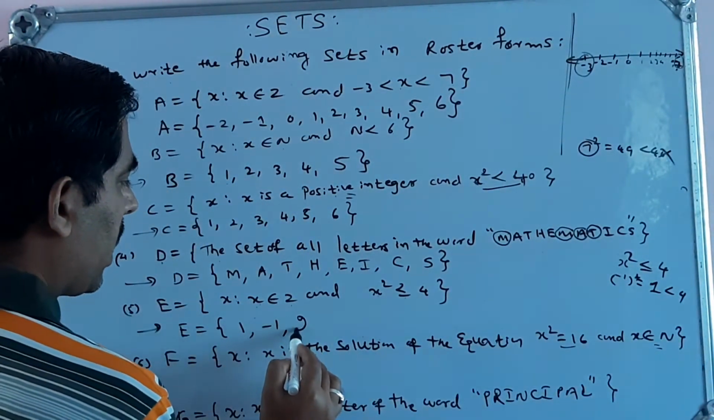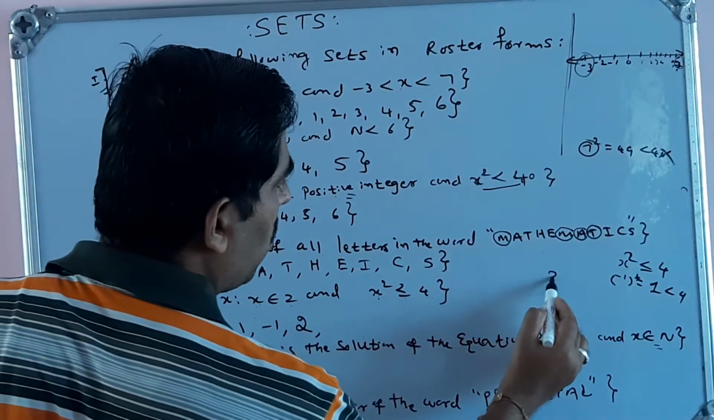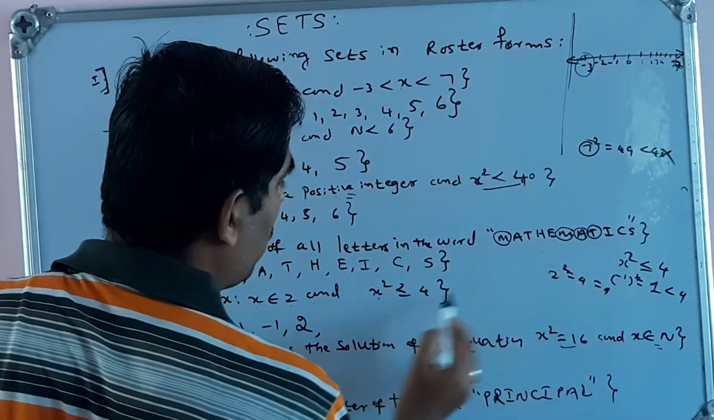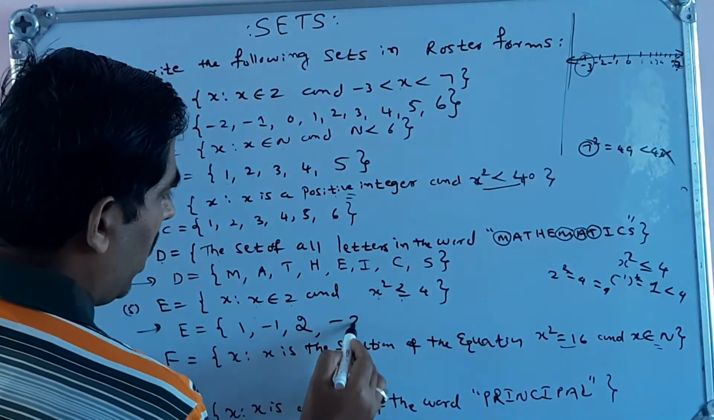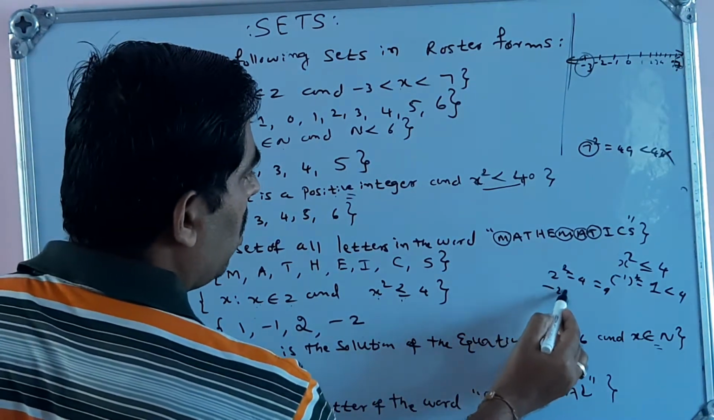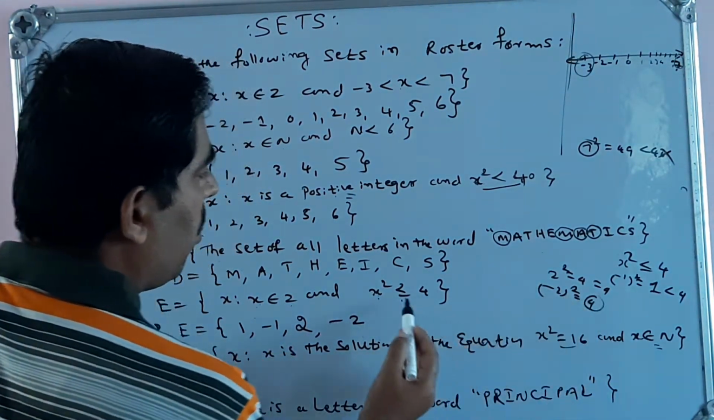Then I can take 2. 2 square is 4. So 4 equals 4, equals is there. So I can take 2 and minus 2. Minus 2 whole square will be 4. So 4 is equal to 4.